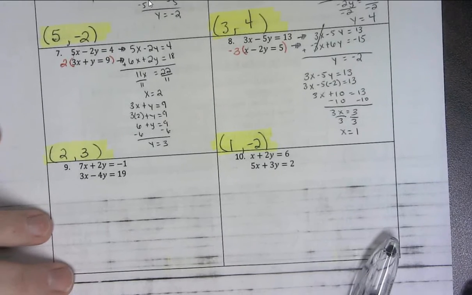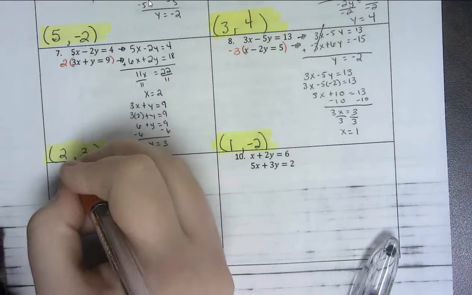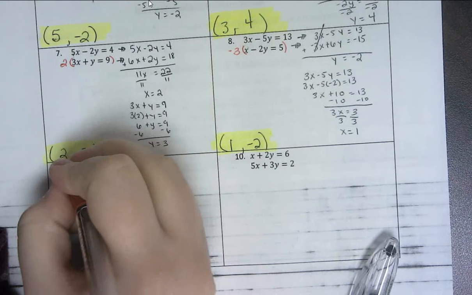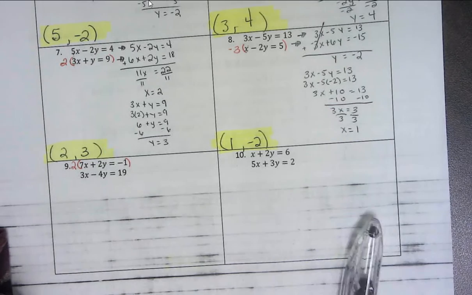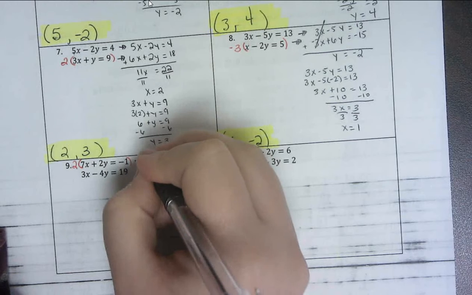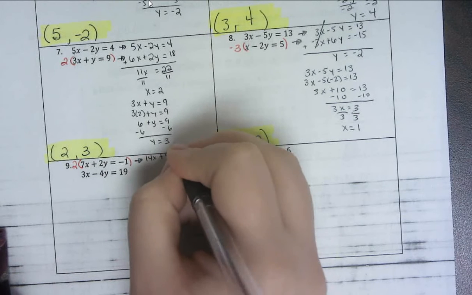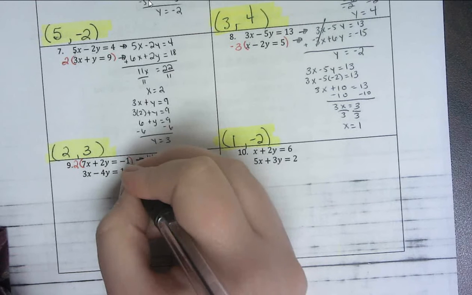Okay, number 9. So here we don't have the same coefficient on any of them, but we do notice that one of them is a positive and one of them is a negative on our y's. So we can multiply our top equation this time by a positive 2, which would make my y's both have a 4 in front to get them to cancel. So my top equation is going to be 14x plus 4y equals negative 2. And my bottom equation doesn't change.